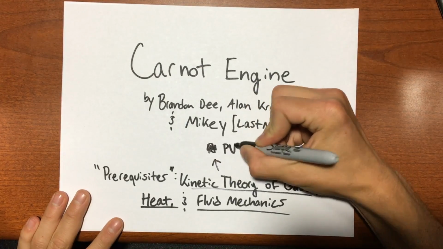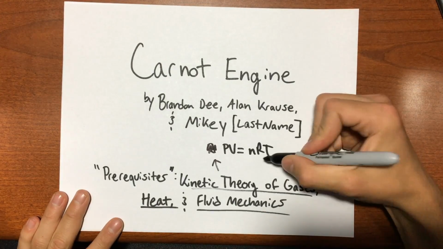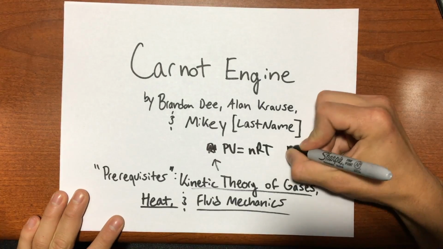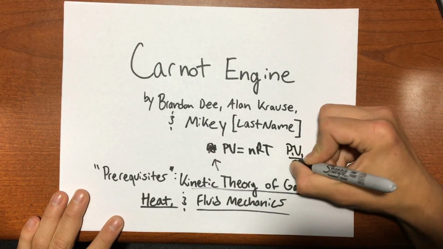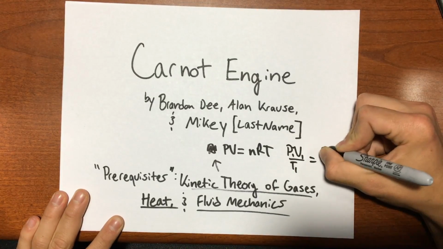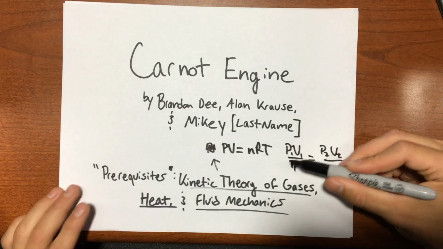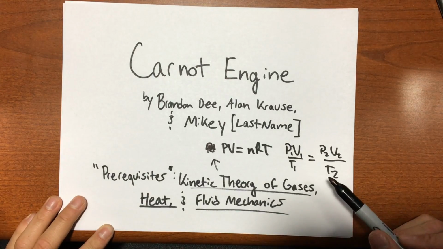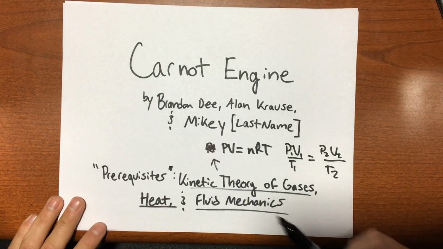We've got PV equals nRT, also known as the ideal gas law, as well as the combined gas law: P1 V1 over T1 equals P2 V2 over T2. So I'm not going to go too in-depth here, but essentially, these formulas are going to be used in almost every Carnot Engine type of question that you solve.